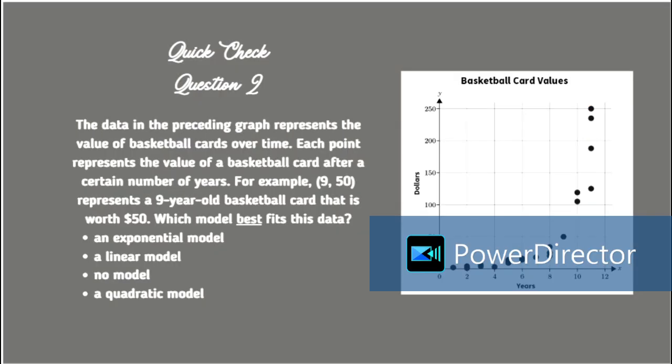Quick check question 2. The data in the preceding graph represents the value of baseball cards over time. Each point represents the value of a basketball card after a certain number of years. For example, (9, 50) represents a 9-year-old basketball card that is worth $50. Which model best fits this data? Again, you can just look at it and determine which type of model it is. No model is not an option.